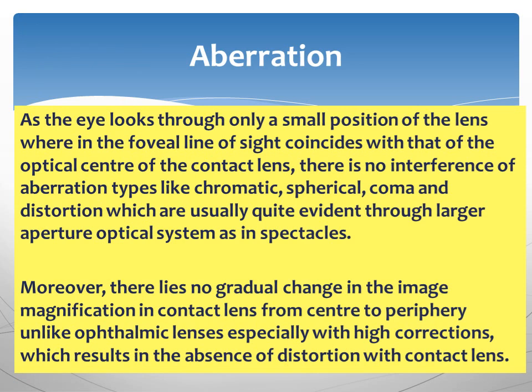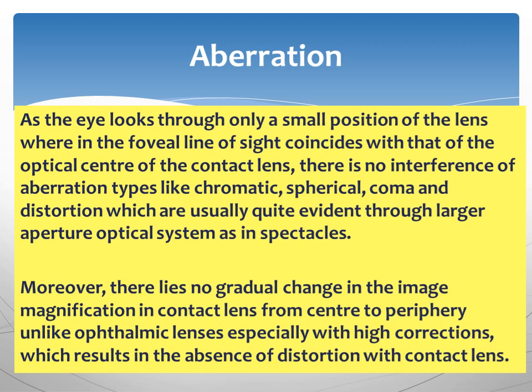Now next, coming to aberration. See, with contact lens, we don't find any significant aberrations happening, because with contact lens, our foveal line of sight is directly coinciding with the optical center of the lens, because the lens is directly placed over the cornea. So when our eyes are moving, the lens is also moving with the cornea. Therefore, the foveal line of sight, or the visual axis of our eyes, is completely coinciding with the optical center of the lens. So there is no prismatic effect happening, so no distortion happening. Therefore, there are no aberrations like chromatic aberration, spherical aberration, coma, or any other kind of distortions.